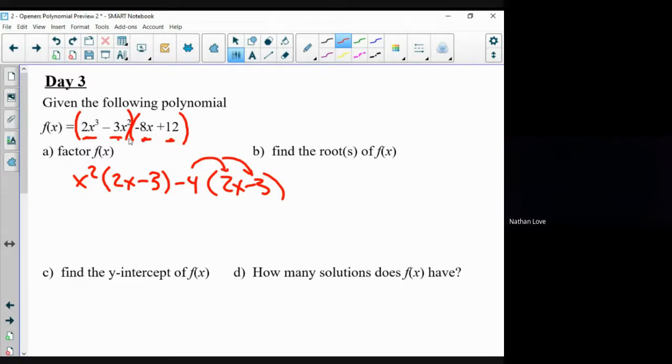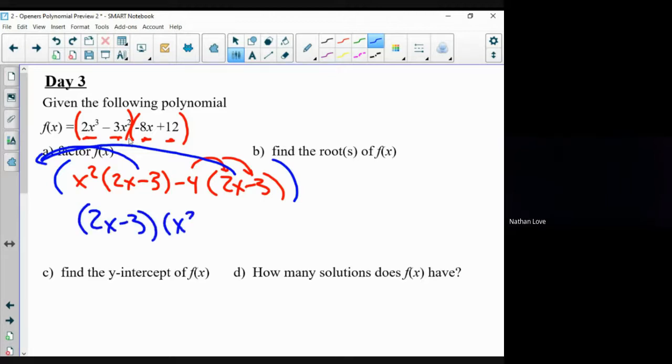So a -4 times a 2 is a -8. -4 times a -3 is a +12. So that is the first kind of steps of the factoring. Remember that we are factoring out the common factor, which is this 2x minus 3. So you write it down once, and then you're left with x squared minus 4.